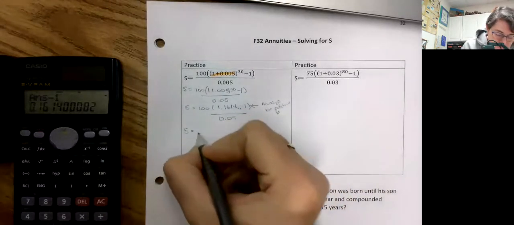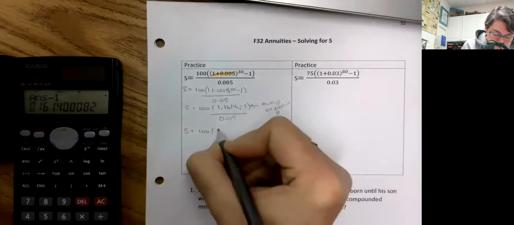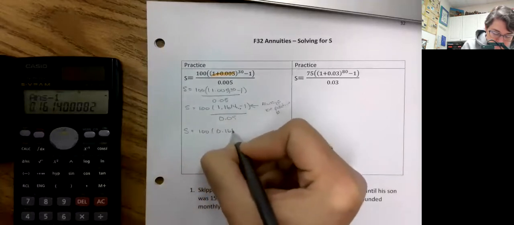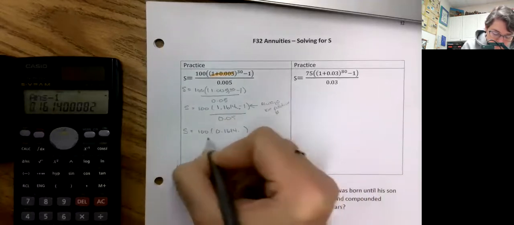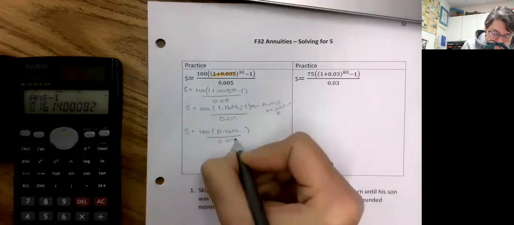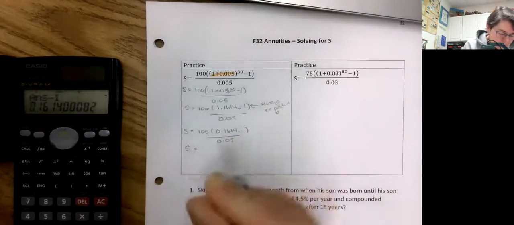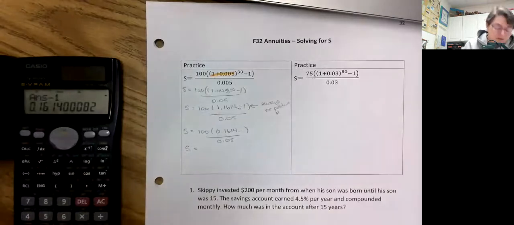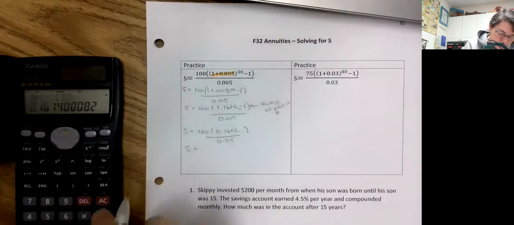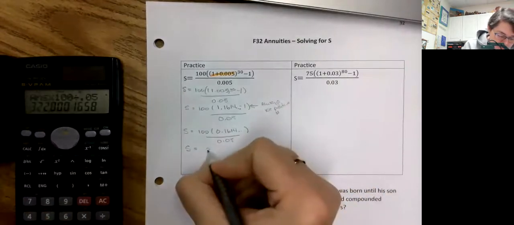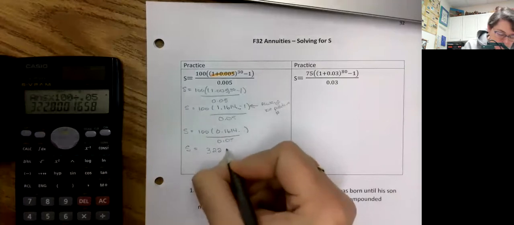So S is equal to 100 times 0.1614 over 0.005. I did the minus 1 already. Now I'm going to multiply by 100, and I'm going to divide by 0.005 all at the same time, and I'm going to get 322.80.